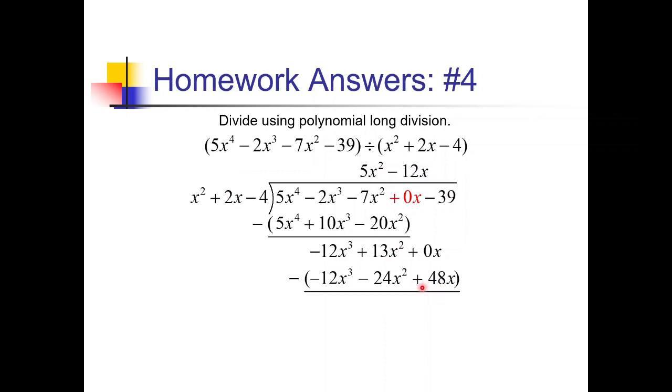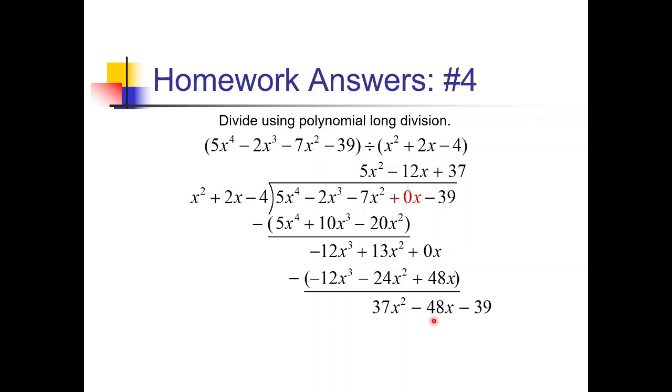Let's subtract all that. Negative 12x cubeds are gone. We have 13 plus 24x to the second, so that's going to be 37x squared. And then 0 minus 48x is negative 48x. Let's bring down our last term of negative 39. X squared into 37x squared, that's 37 times, so plus 37 over here.